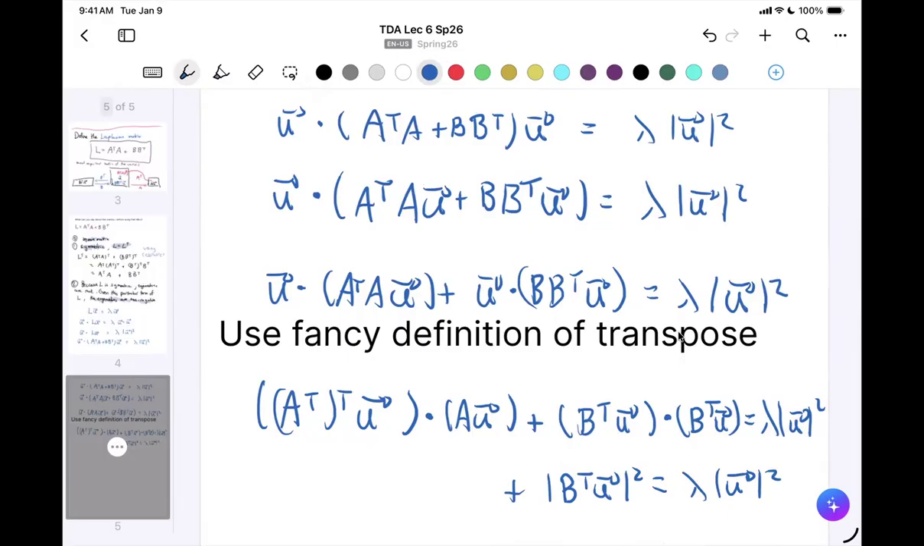And A transpose is A. So that's also AU dot AU. So it's the length of AU squared.